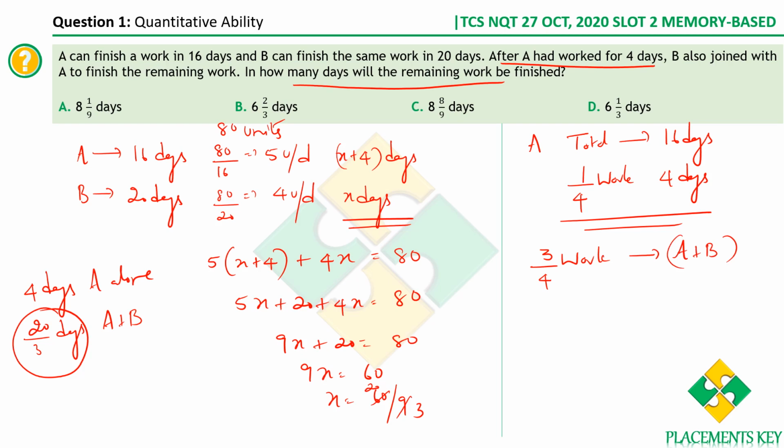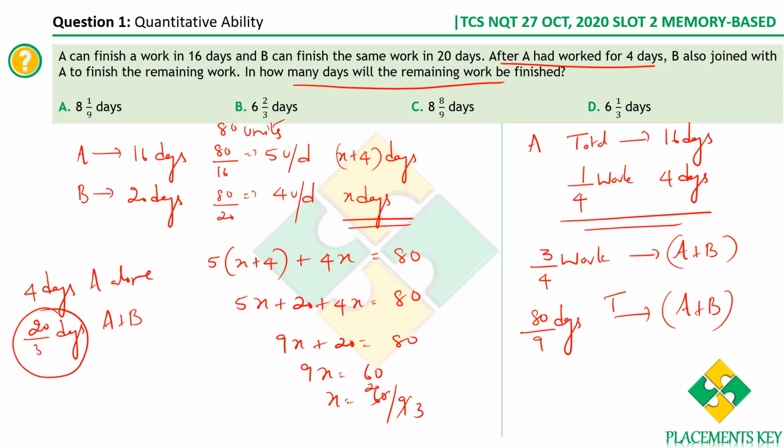If there were no other constraints, A and B together could have finished the work in how many days? 16 into 20 by 16 plus 20, which is 36. 4 9s, 4 4s. So A and B would have finished the total work in 80 by 9 days.